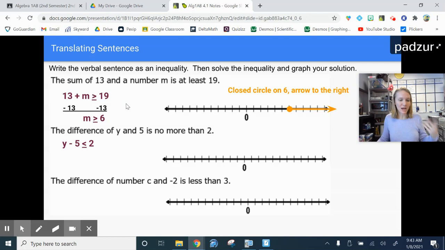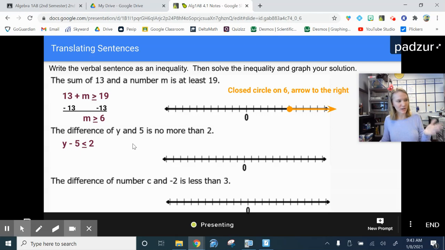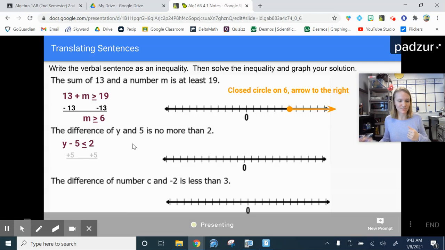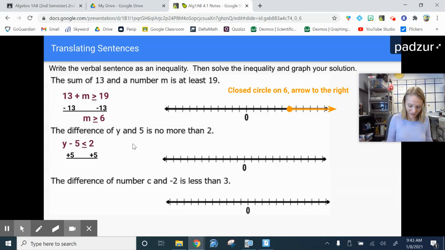No more than means that's the biggest it's going to go, so we're going to be less than that. Now we solve it, we're going to do our t-chart, so we want to get rid of the minus 5, so we're going to do a plus 5 on both sides. That will get rid of the 5 by the y, and it's going to add 2 and 5 together, which will give us y less than or equal to 7.